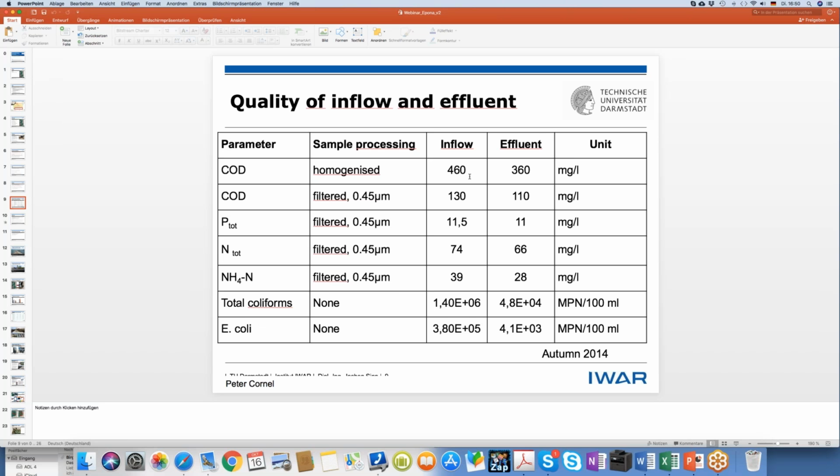COD is from 460 to 360. This is not much. Even phosphorus, nitrogen, total coliforms are reduced, but still not very much.